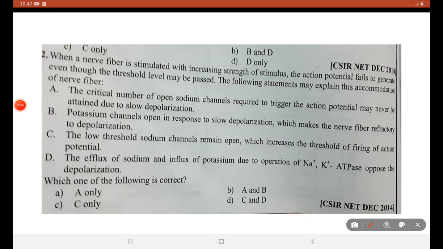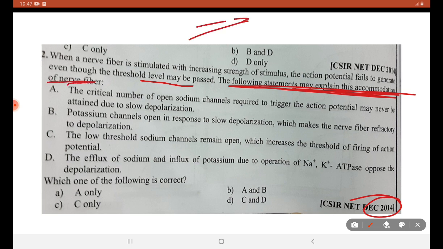Next, a question from December 2014. Let's try and answer this question. When a nerve fiber is stimulated with increasing strength of stimulus, the action potential failed to generate even though the threshold level is passed. Which of the following statements may explain the accommodation of the nerve fiber? Even though the threshold was passed, a critical number of sodium channels should be opened. If that is not opened, the action potential will not occur properly. Then, potassium channels open in response to slow depolarization, which makes the nerve fiber refractory.